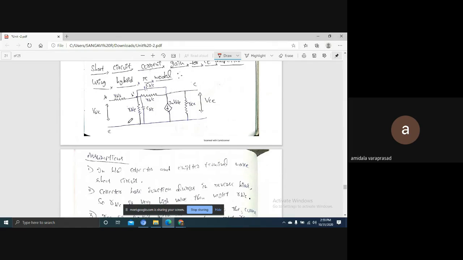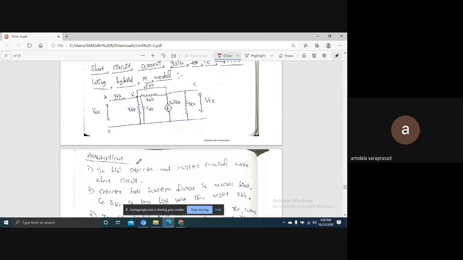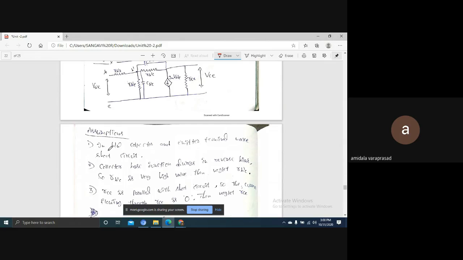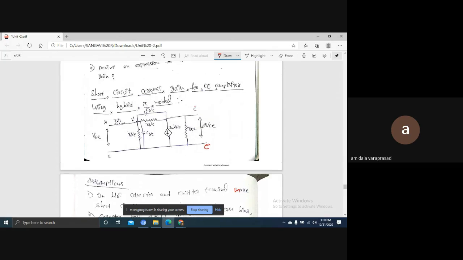In this hybrid pi model, to find the short circuit current gain, I need to make assumptions. Three steps are there. First step: in between the collector and emitter terminal, make a short circuit. This is the collector and this is the emitter terminal. We need to make a short circuit because this is the short circuit current gain.